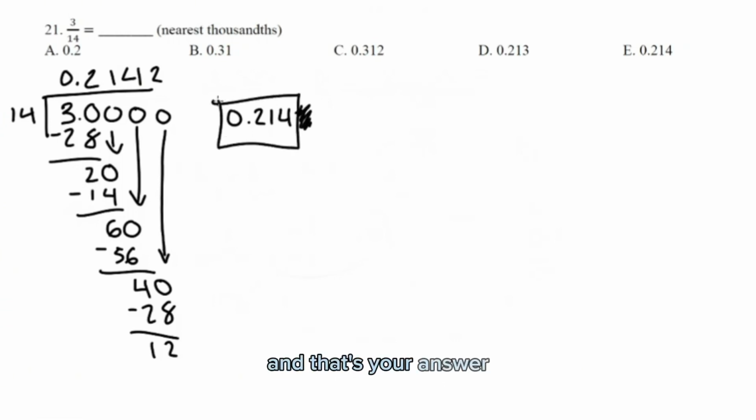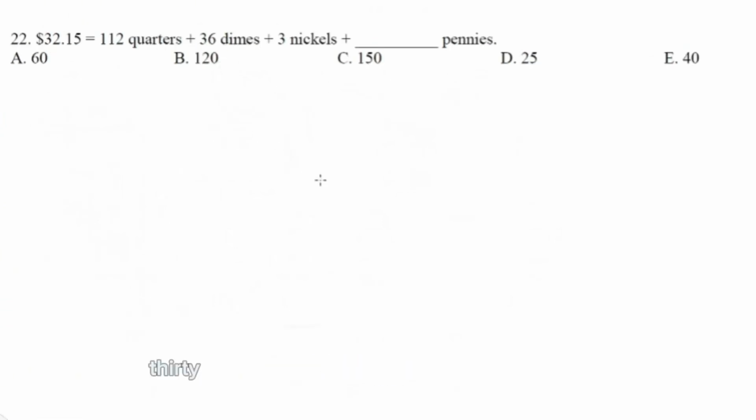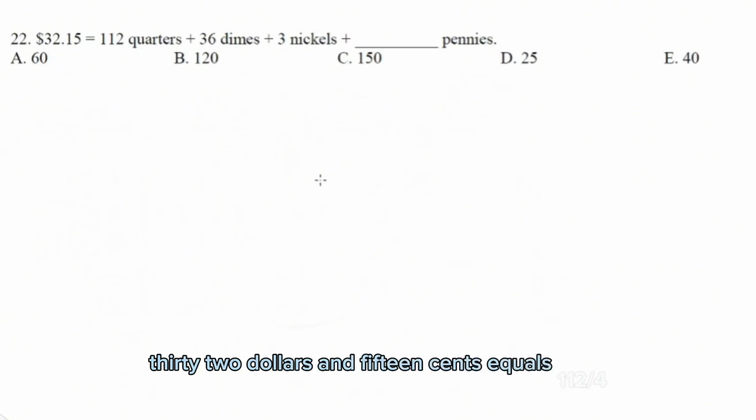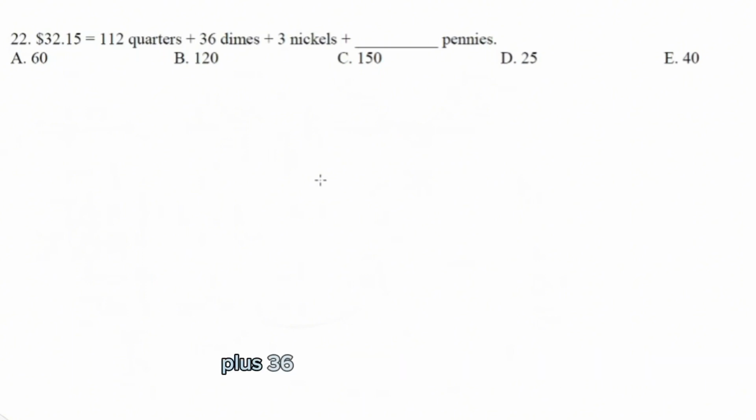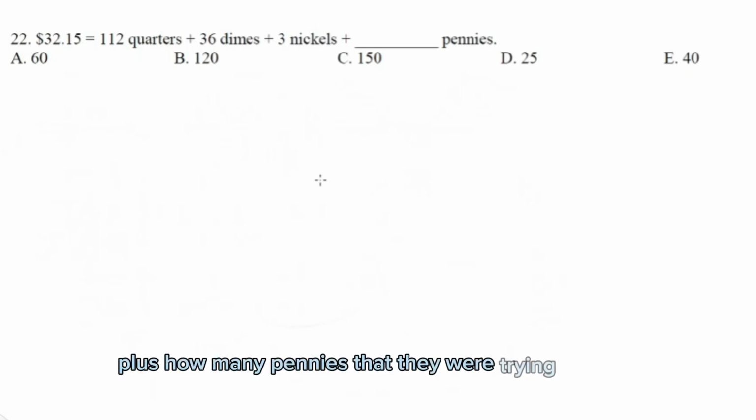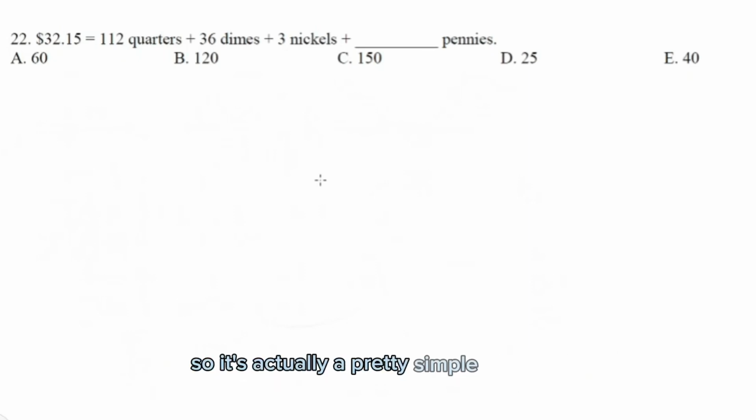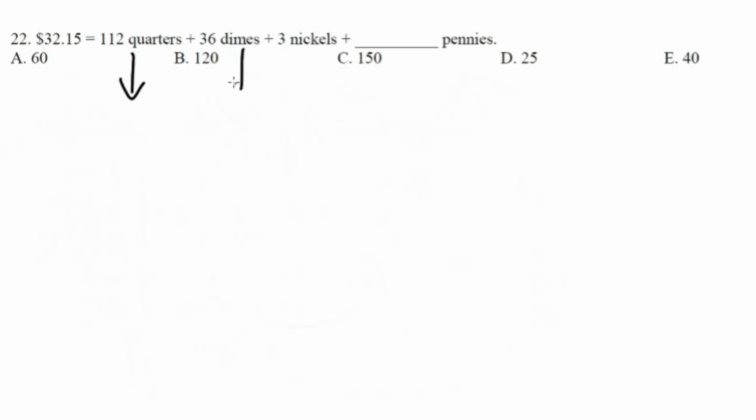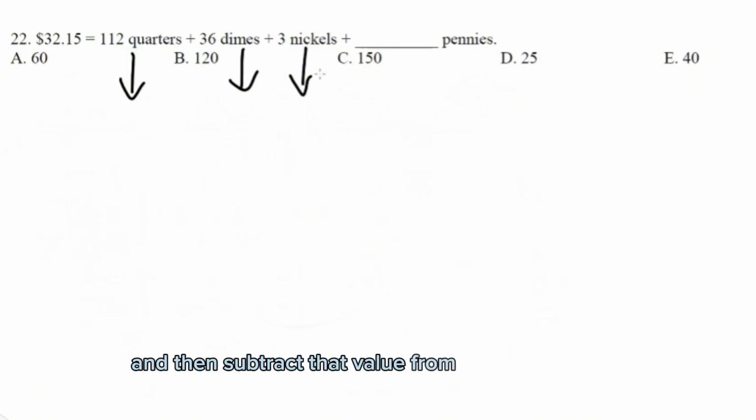And that's your answer. Next, number 22. $32.15 equals 112 quarters plus 36 dimes plus 3 nickels plus how many pennies? That's what we're trying to solve. So this is actually a pretty simple problem. All we have to do is just find the value of these 3, then add them up, and then subtract that value from $32.15 and see how much that is in pennies. It might sound complicated, but let's do it.